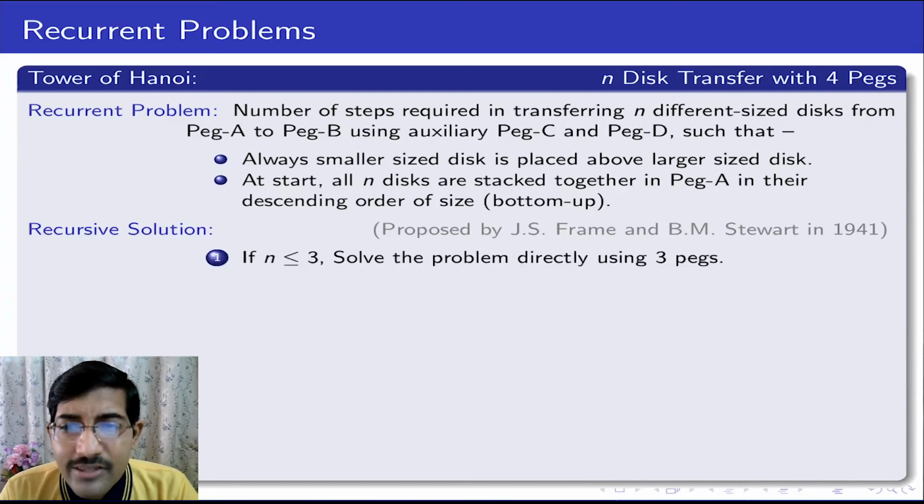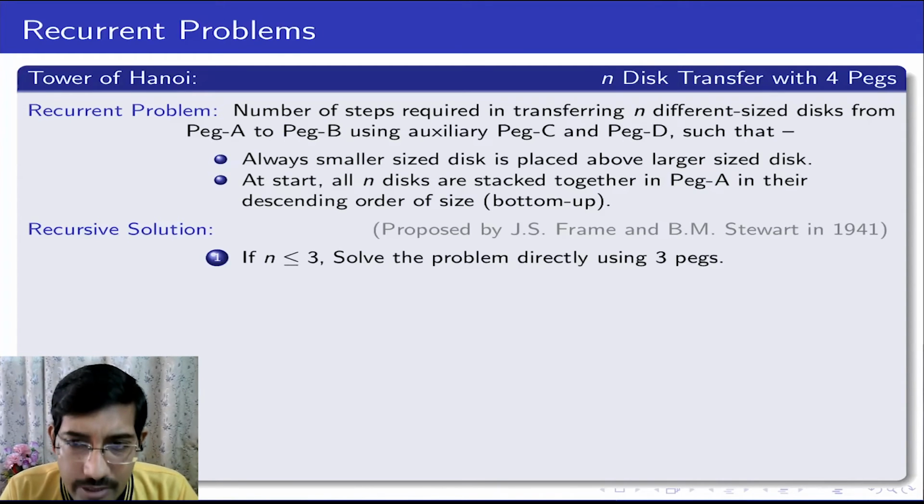So if n is less than 3, what do I do? I just do it using 3 pegs. Using my solution, 2 to the power n minus 1 is the maximum number of steps. So if n is less than 3, I do not even need the 4th peg at all. Therefore, I will just use my earlier algorithm with 3 pegs and try to transfer it. So this is my base case for n less than 3, which is whatever solution I get for 2 to the power n minus 1.